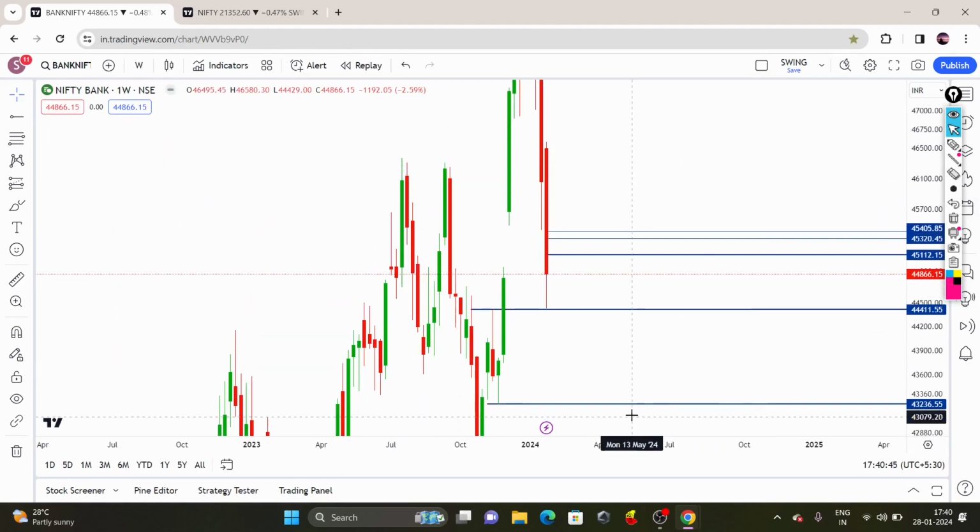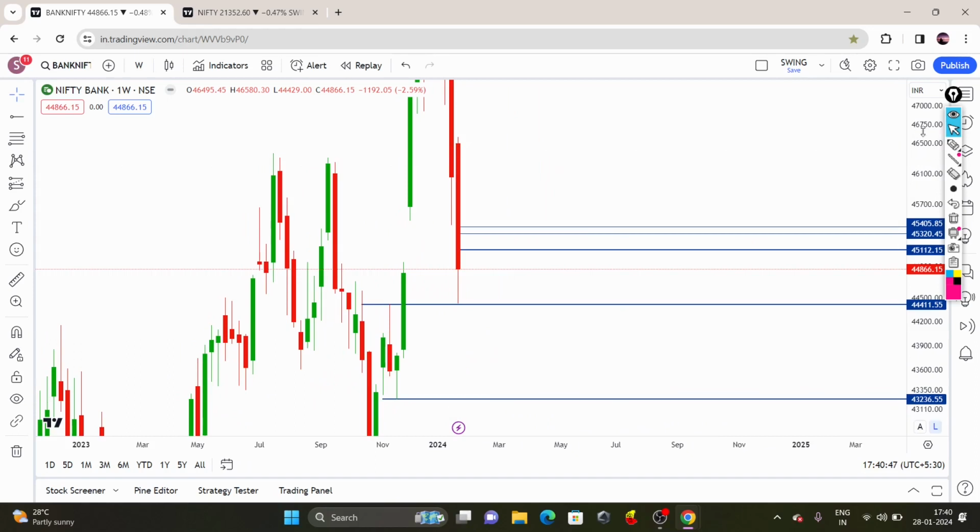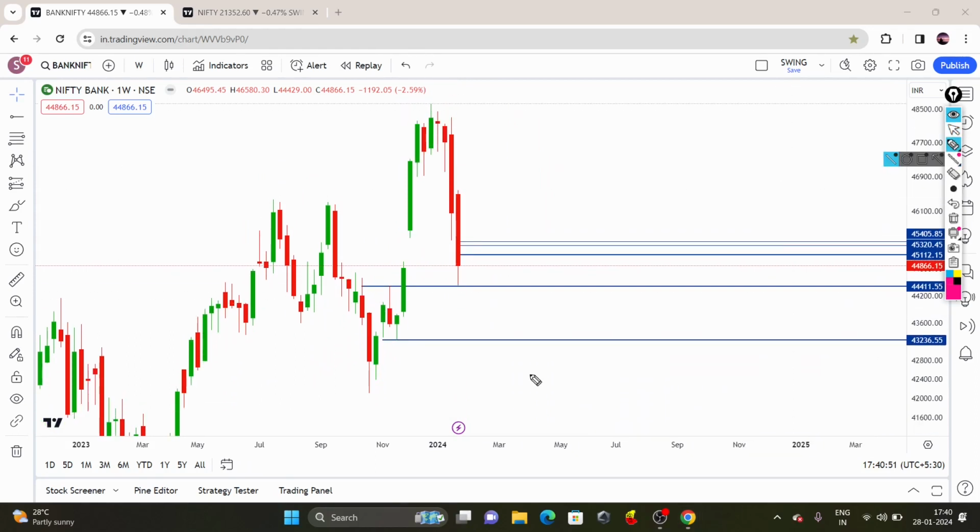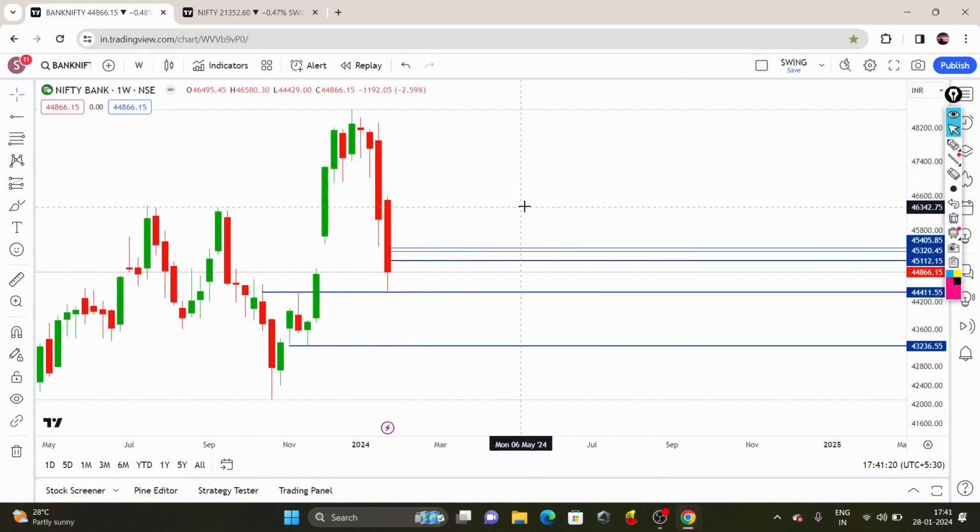Here you can see Bank Nifty made a sharp downfall momentum from the top, and if you observe the nearest support for Bank Nifty, it will be around 43,236. Why? Bank Nifty made a sharp reversal previously and after that made an upward momentum. After that it gave a breakout from this level and made a strong upward momentum here. So around 44,411 to 43,236 will be an important support for Bank Nifty. So this is in the weekly time frame.